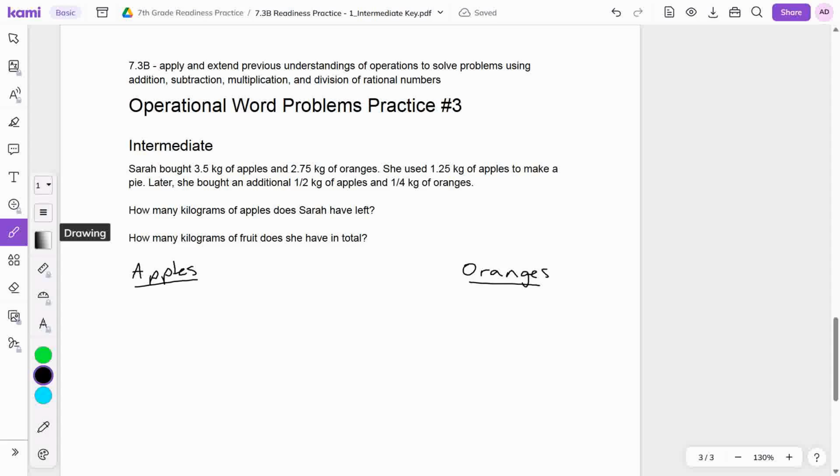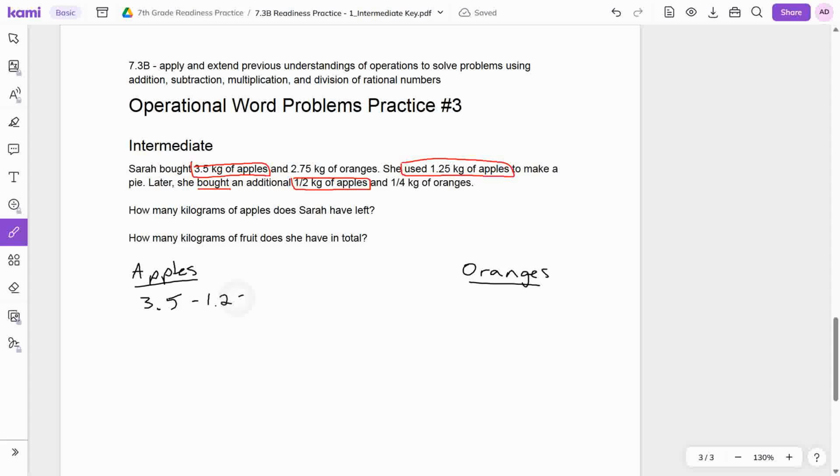So I'm going to circle in this red any of my apples data. So I've got apples, apples, I'm going to say bought apples. All right, and I'm using it because I need to know whether I'm adding or subtracting. So when she bought the 3.5, that's positive. Used 1.25, so we're going to subtract that. And then bought, so that's going to add 1/2. Okay, so that's what I need to do with my apples.